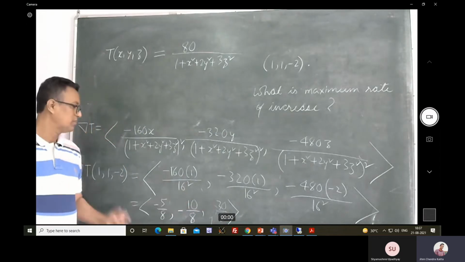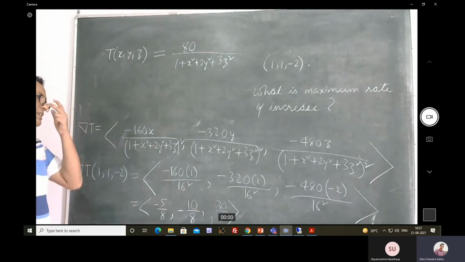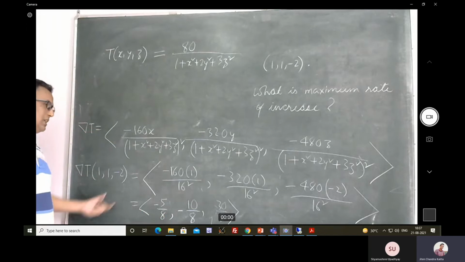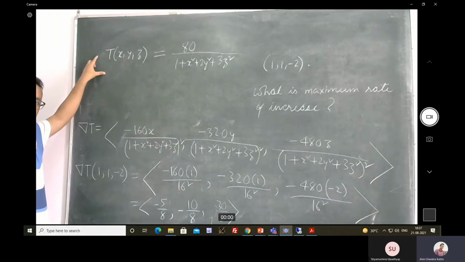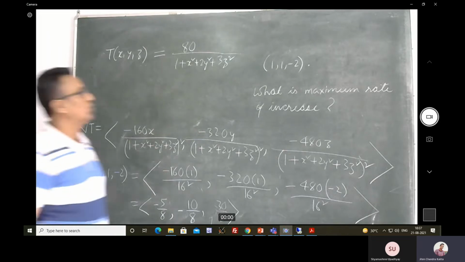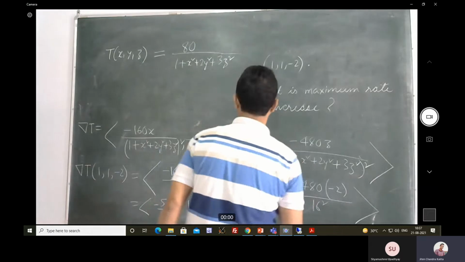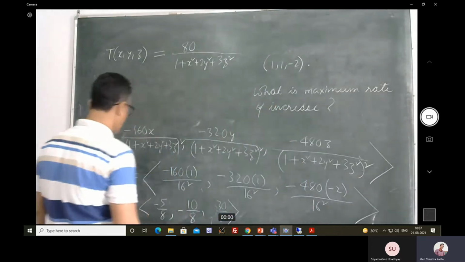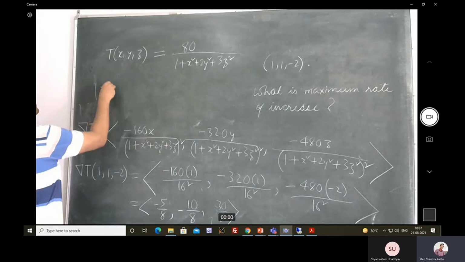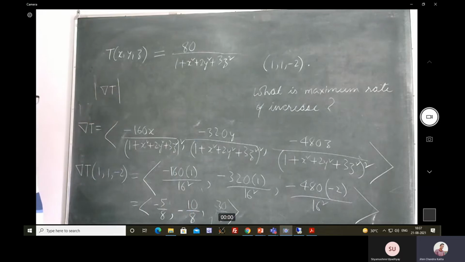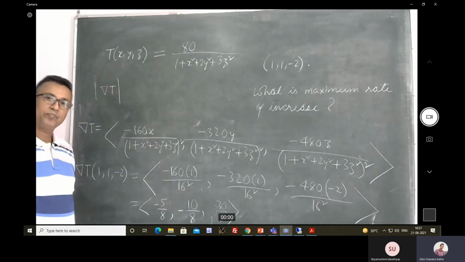So once you simplify it, you know that in this direction, the rate of change of temperature is going to be the maximum, fastest. And what is the maximum rate of increase? What you have to do is simply find out mod of grad T. That's it. Mod of grad T.